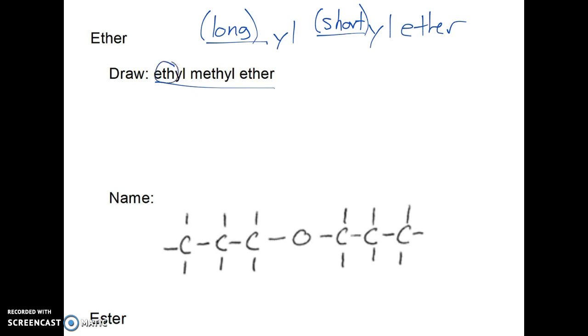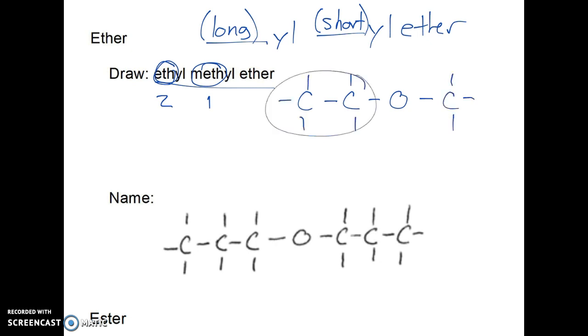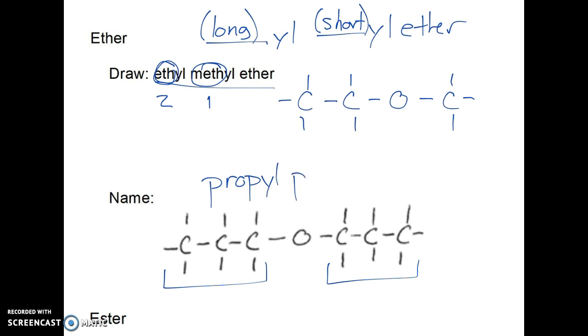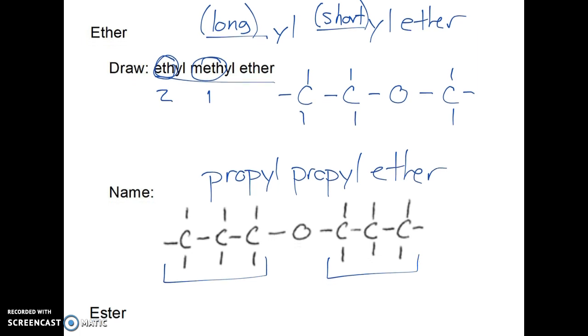This example here, we see eth, which we know means 2, meth means 1. So we're going to have 2 carbons. There's our oxygen in the middle. So those 2 on the left, that's our eth, and then 1 on the right. Ethyl methyl ether. There's the ethyl, there's the methyl. See if you can name the one on the bottom. Note that there are 3 and 3. This would actually be, because they're the same, you could say propyl ether, or you could say dipropyl ether would be acceptable as well.